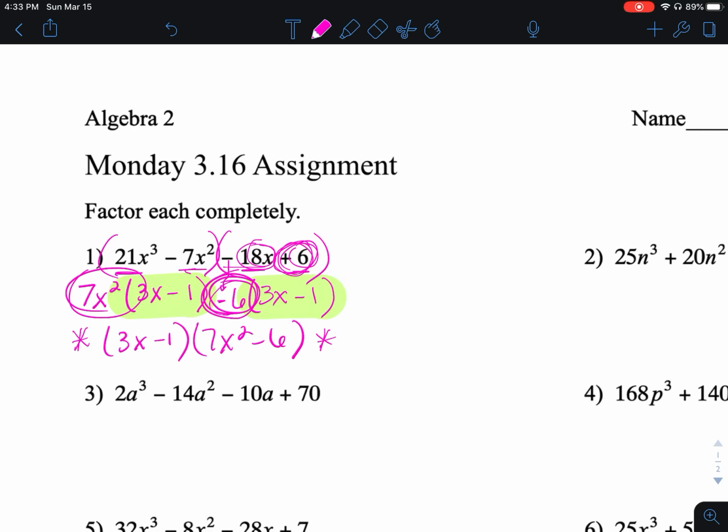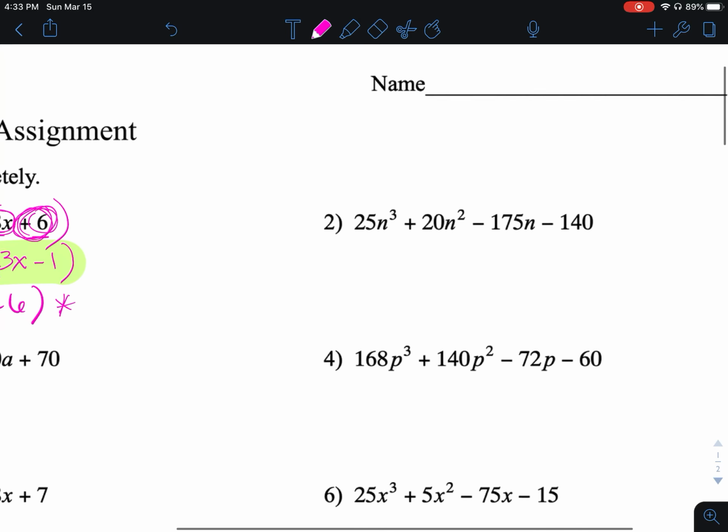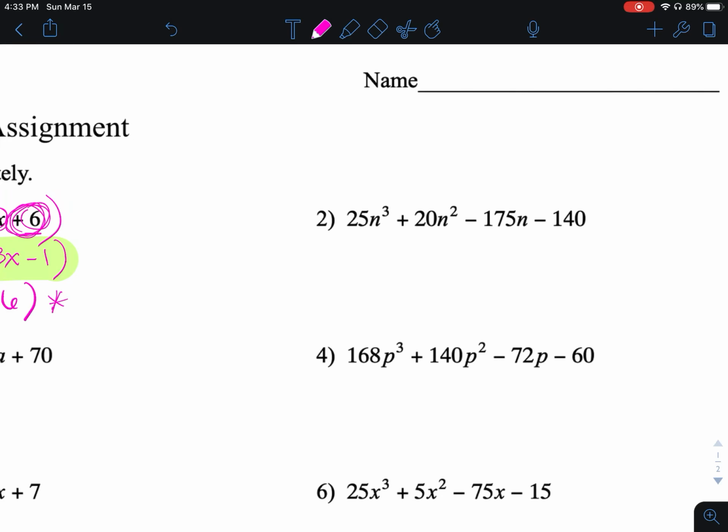All right. Okay, look at number 2. On number 2, if we look at each coefficient here, notice that we have 25, 20, 175, and 140. What can we divide all of those things by first? And that would be 5. So we're going to factor out a GCF to begin with. So we're going to factor out a 5. So then I'm left with 5n cubed plus 4n squared minus, so if I have $1.75, how many, I guess, nickels go into $1.75. So all you're going to do is take 175 and divide that by 5.